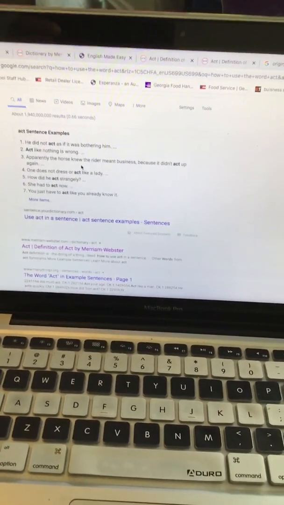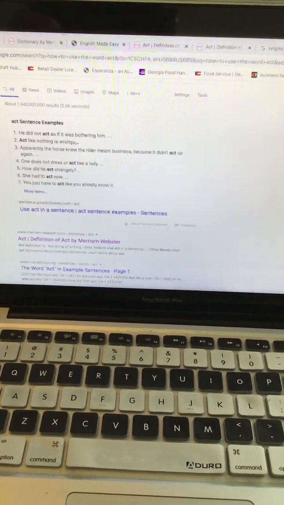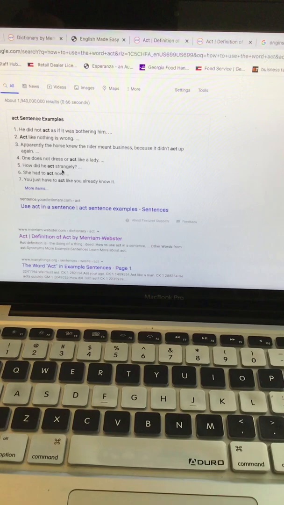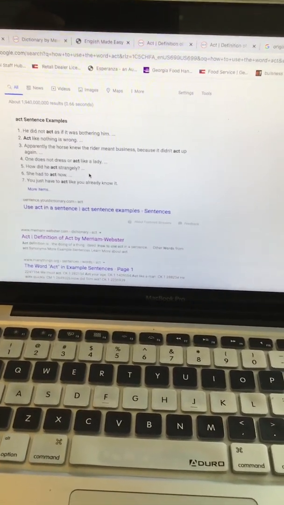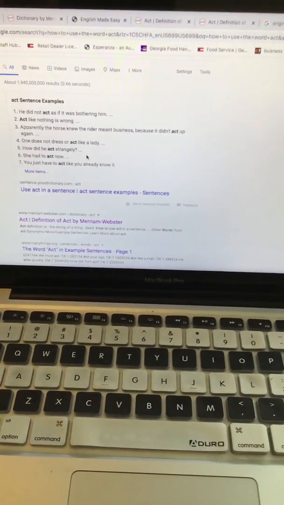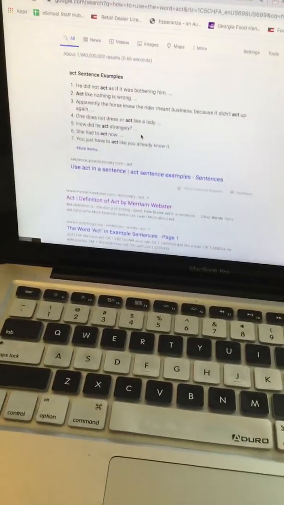And now, when I think about act, right, you could say he did not act as if it was bothering him, act like nothing's wrong. How did he act strangely, right? And so I can tell that the way the word act is used is to tell how someone is doing something, or how someone is actually being other than themselves. And so I'm going to take my knowledge after viewing several resources of how the word is used, and I'm going to put it in my own words.